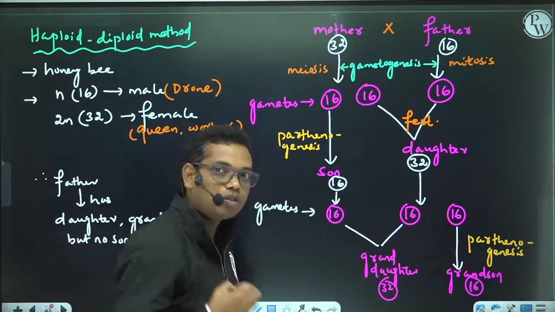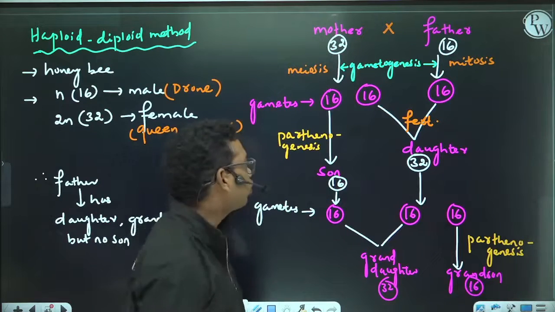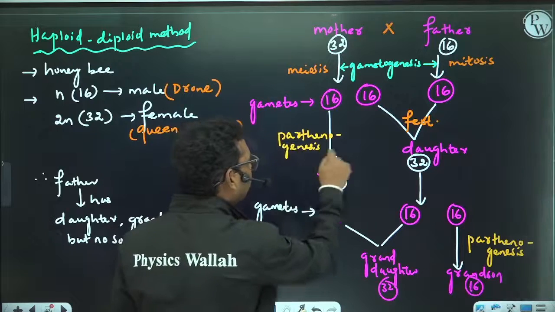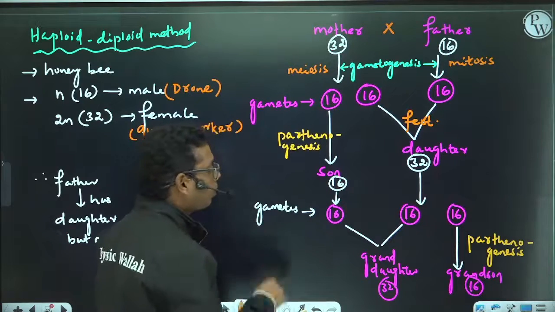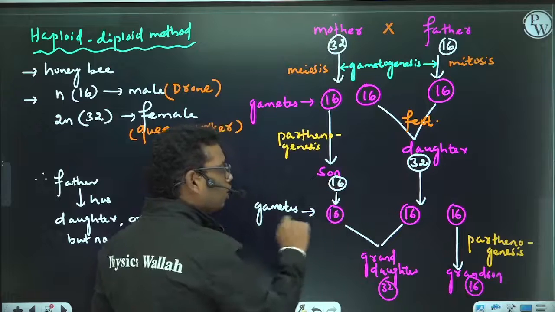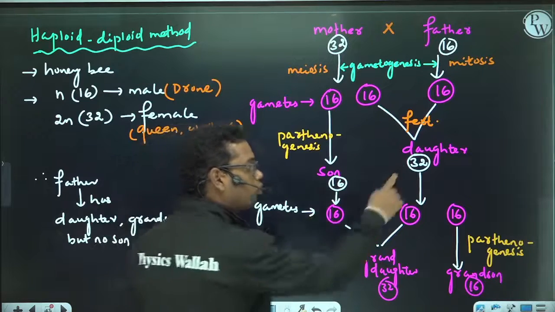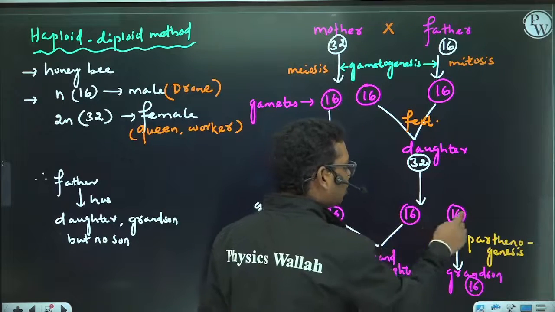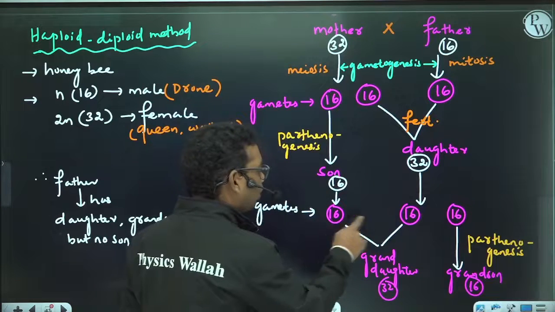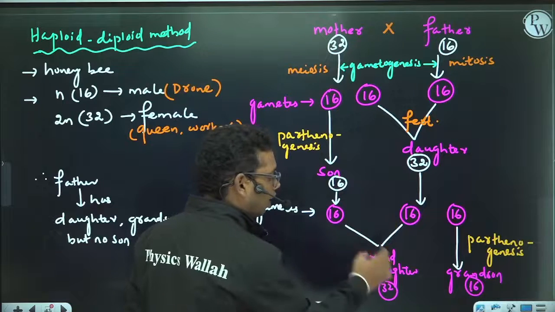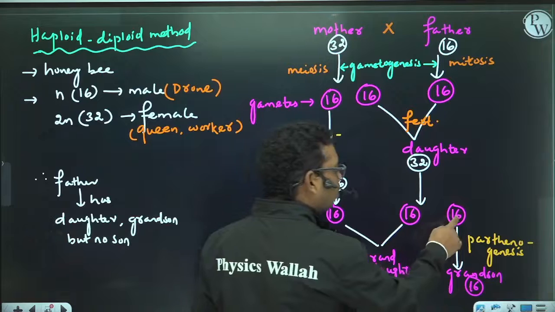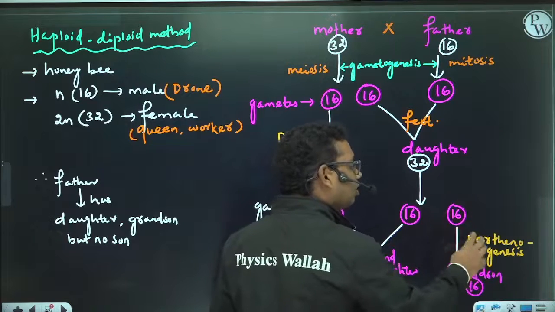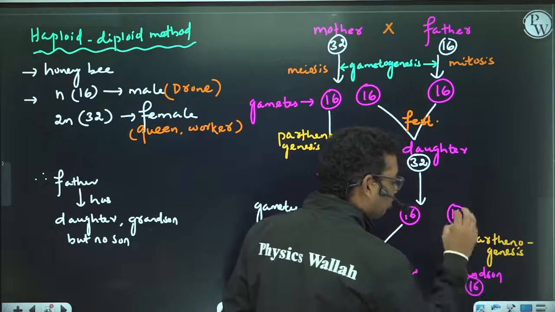And that process of development of an individual without fertilization is called parthenogenesis. Now, this son will produce gametes by mitosis and this daughter will produce gametes by meiosis. So these are the female gametes. This male gamete will fuse with the female gamete to produce the granddaughter, and this female gamete without fertilization will undergo parthenogenesis to produce the grandson.